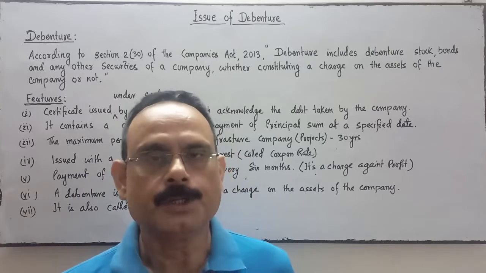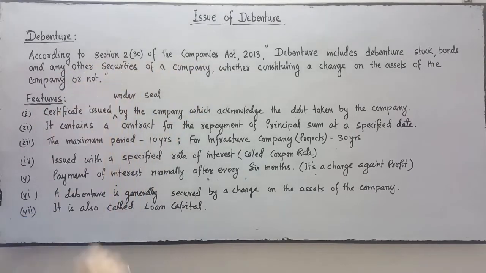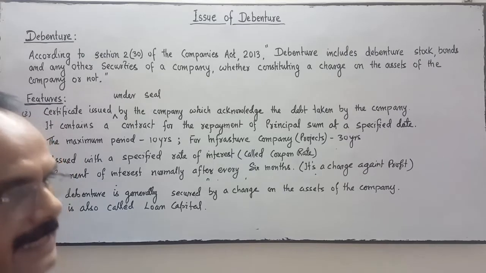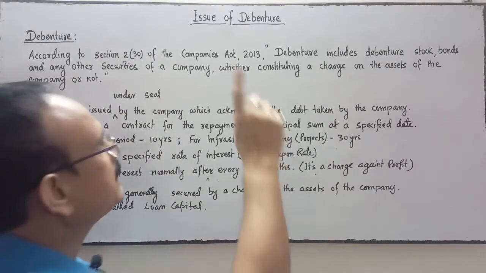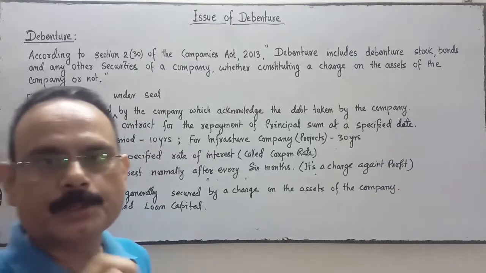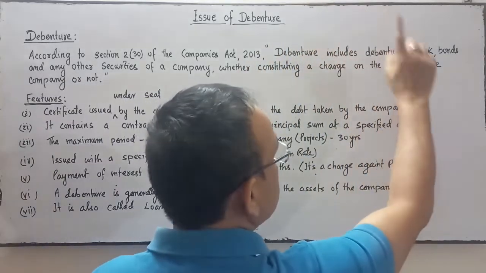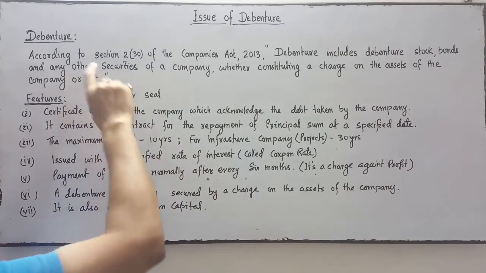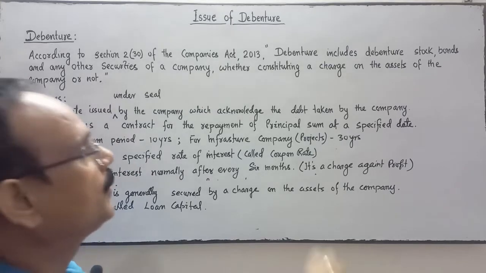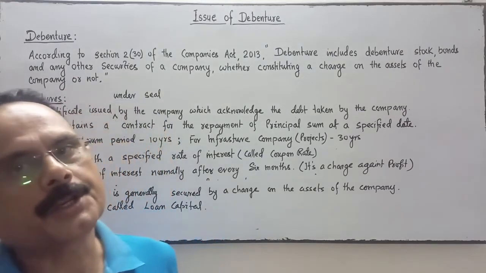Debenture is defined in the Companies Act 2013 under section 2 subsection 30, that debenture includes debenture stock, bonds and any other securities of the company, whether constituting a charge on the company's assets or not, meaning whether it's a secured debenture or an unsecured debenture.